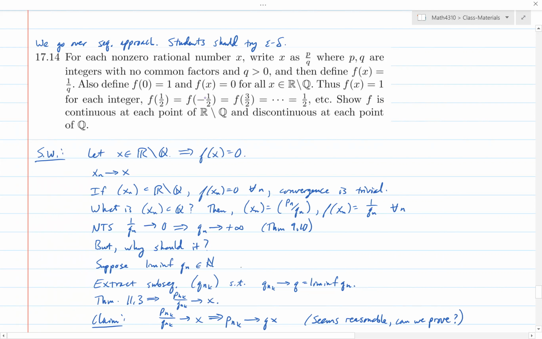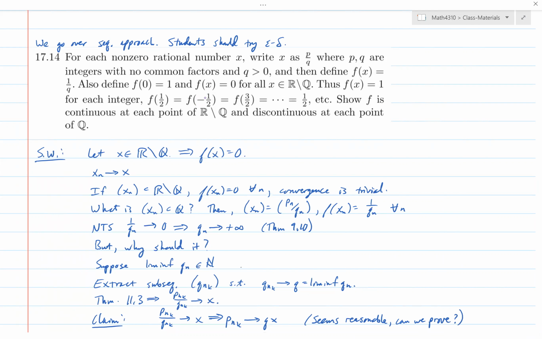Basically, f of any fraction in its simplified form of p over q is just going to be that 1 over q. So f of 1/2, f of negative 1/2, f of 3/2, they're all going to be equal to 1/2. And then you're supposed to show f is continuous at all the irrational numbers and discontinuous on all the rational numbers. So I'm giving rather detailed scratch work of this argument.